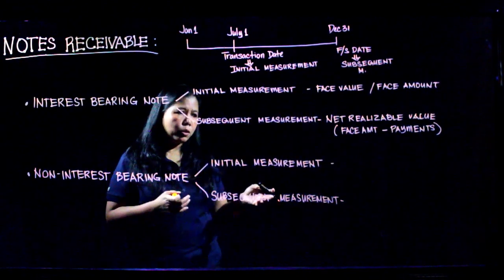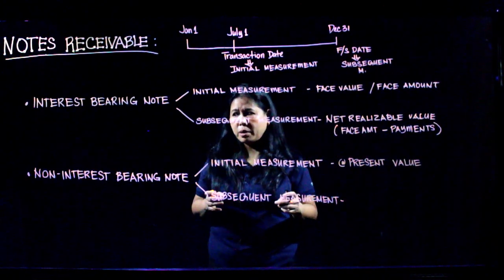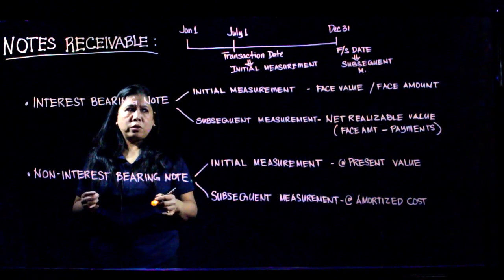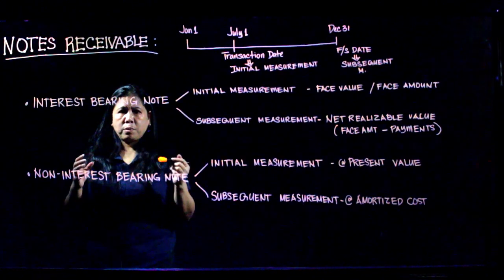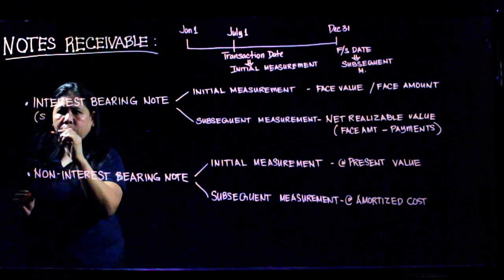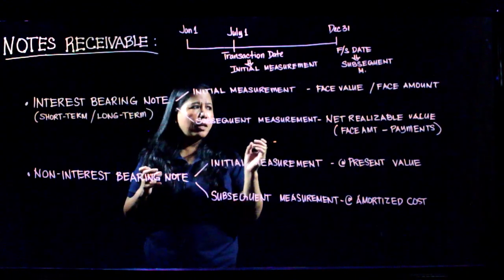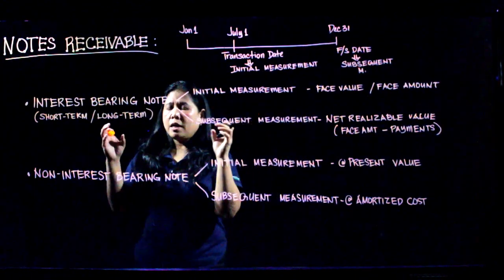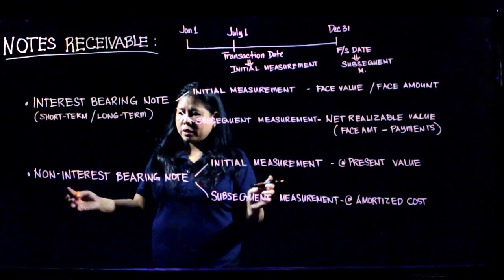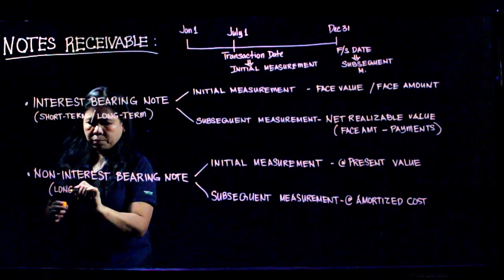Our initial measurement will be at present value, and the subsequent measurement will be at amortized cost. Let's do the summary on this. On interest-bearing notes, this includes the short-term and the long-term notes receivable. The interest-bearing note that is measured at face value on initial measurement includes the short-term and the long-term interest-bearing note, while the non-interest-bearing note only includes the long-term non-interest-bearing note.